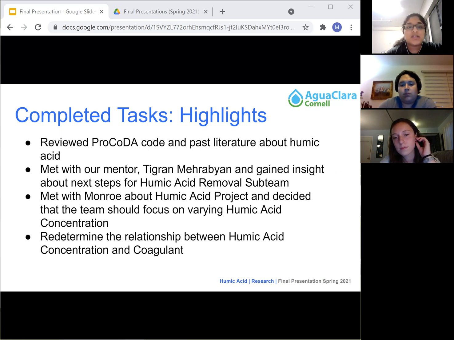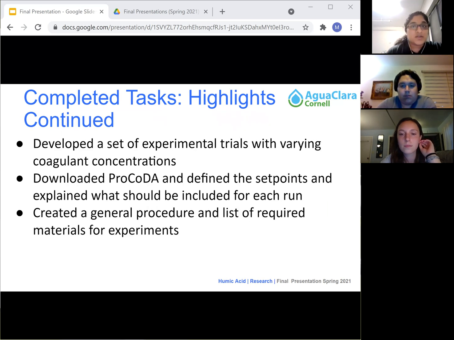He noted that we should focus on first varying the concentrations of humic acid and seeing how it affects coagulant dosage. With that said, he said we should also retest the previous semester's experiments to determine a better linear relationship, as it should be an increasing one, but not a decreasing one. Moving forward on this goal, using the Python code, we were able to determine a set of experimental trials that Kaylee mentioned that we could test at a future date.